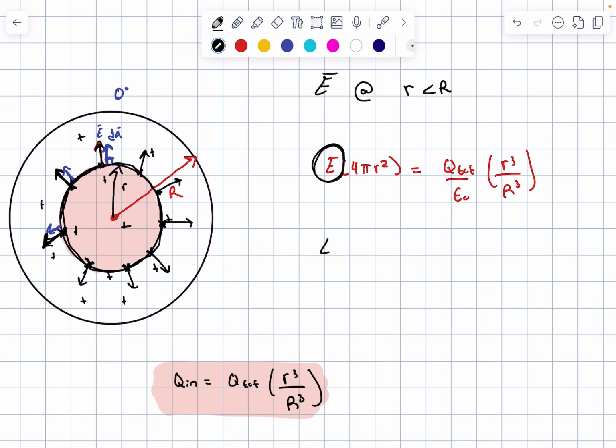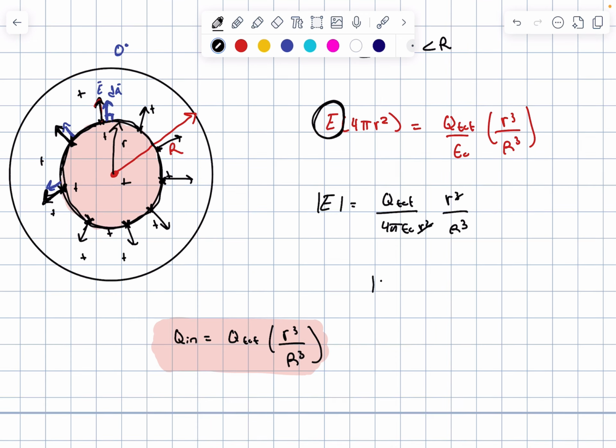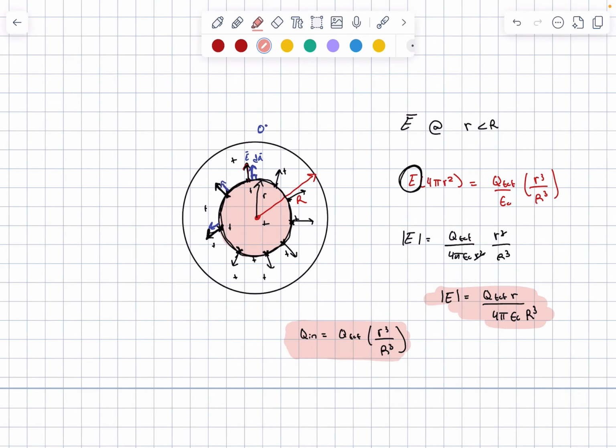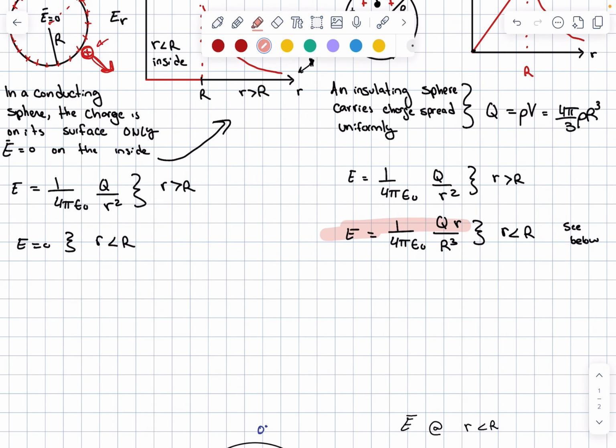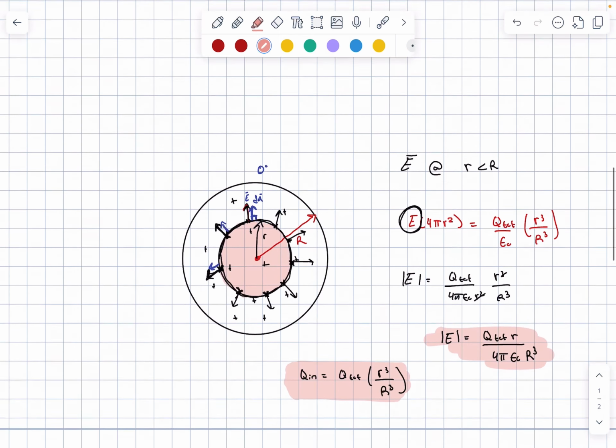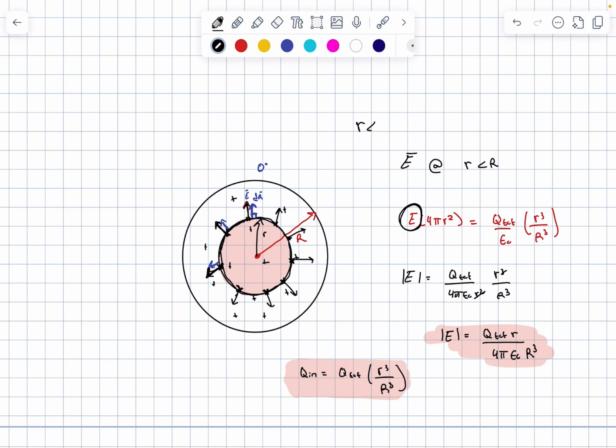Right? We want to figure out what the magnitude of the electric field is. So here we have Q total over 4 pi epsilon naught little r squared times r cubed divided by R cubed. And we see these cancel out. And then the magnitude E is equal to Q total times r divided by 4 pi epsilon naught capital R cubed. And if you remember from the beginning of this video, this here is literally this equation, right? And this is valid when little r is less than big R.